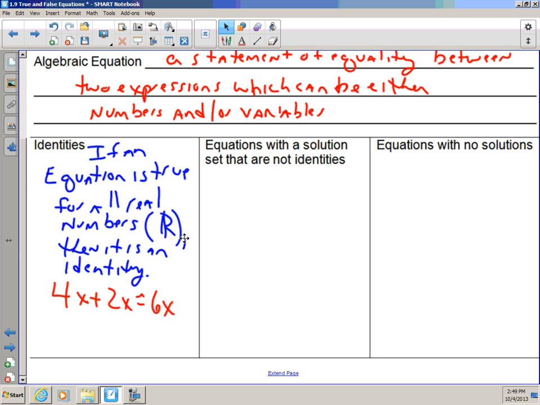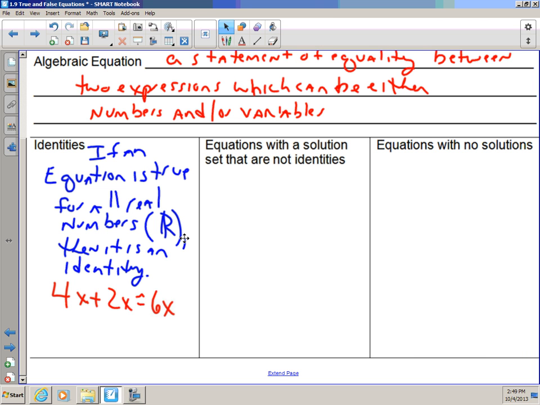It's an equation, it has an equal sign, and since this simplifies, because they're like terms, to 6x, we're saying 6x equals 6x. All this simply says is that no matter what value I put in for x, I will always get a true statement. So there's an infinite number of solutions.